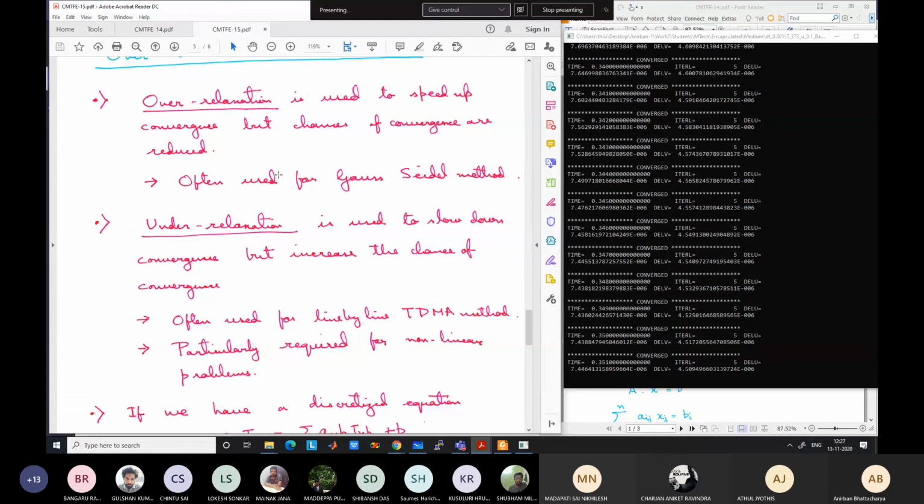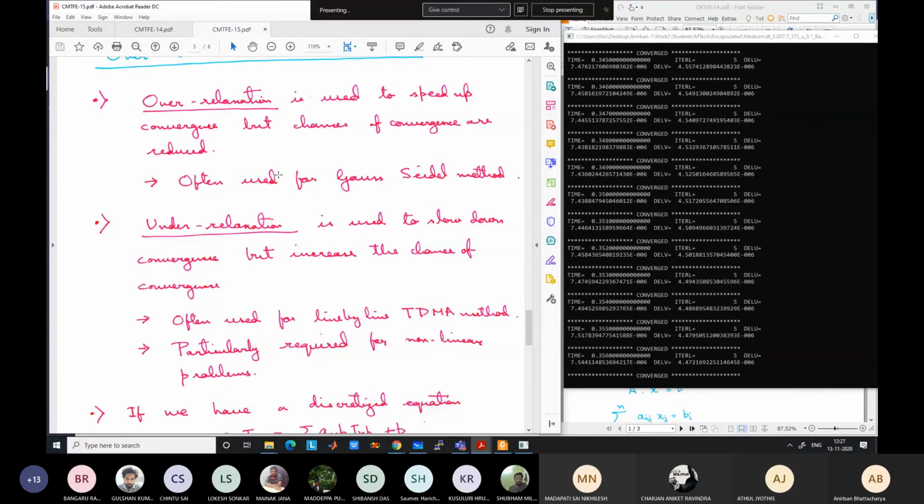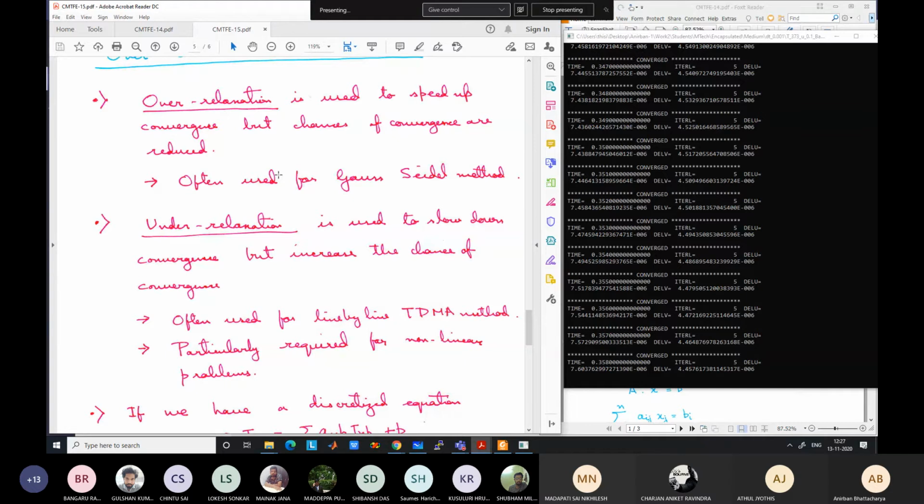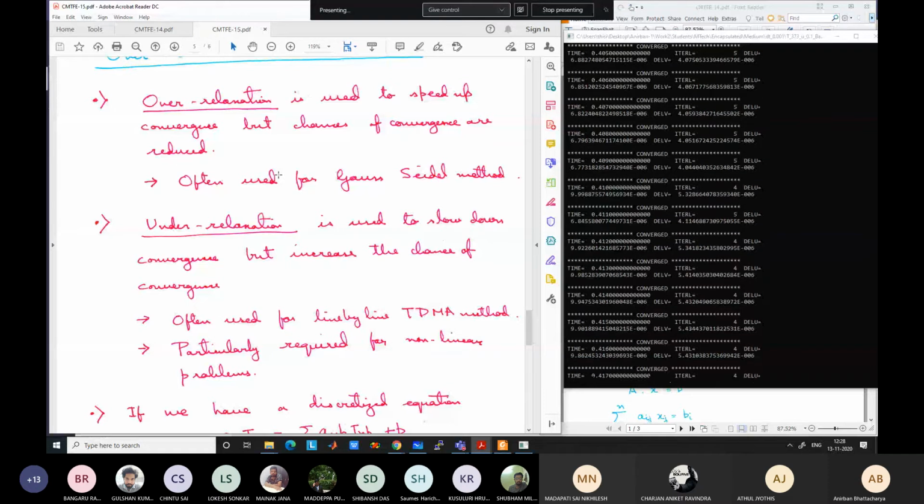So under relaxation is very often used. In all problems, generally we use under relaxation when we use this line by line TDMA method, and it is particularly required for non-linear problems. You will see a parameter called relaxation factor or under relaxation factor in different CFD solvers like ANSYS Fluent, where you can take some value of the parameter, and those values can be reduced if you are not getting convergence. Those values can be reduced for the momentum equations or for other variables to increase the chances of convergence. That will slow down the convergence rate but increase the chances of convergence.